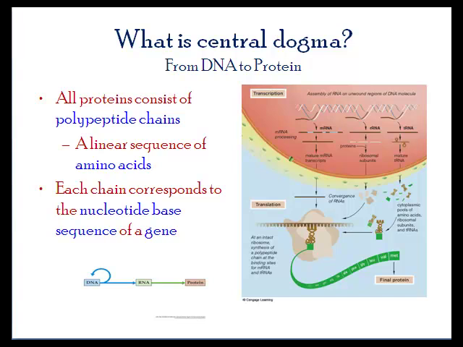What is central dogma? Central dogma is a term that is used to explain the process of how the genetic code, which is within the DNA, is expressed to manufacture a certain protein.